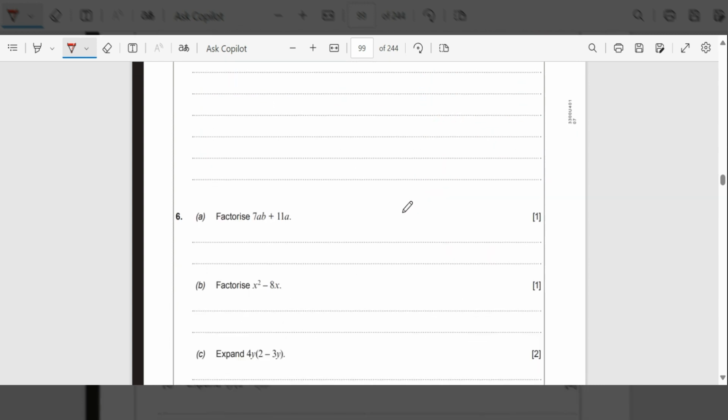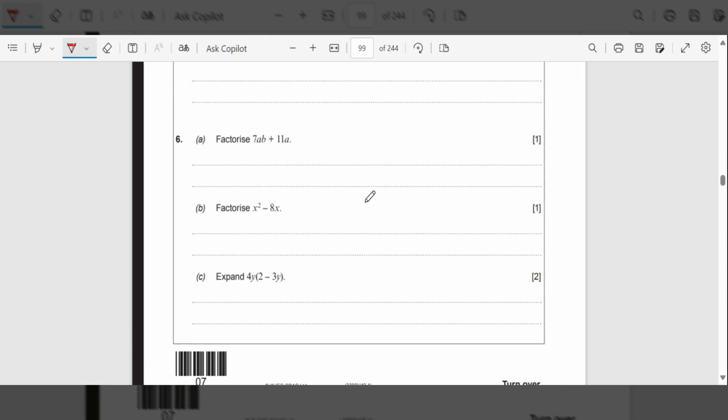Factorize. Now, there was a little bit of factorizing in paper 1, but they were harder. These are easier factorizing, single brackets. Factorizing means take things out of the brackets. I'd rather the numbers be something like 9AB plus 12A. Then I can take the number 3 out because 3 goes into 9 and 12. But there's also an A in both of these.